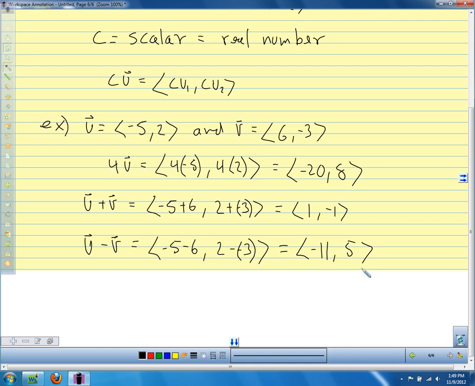The sheet that I gave you tells you the different properties, what happens if we switch the order, the associative property, commutative property, distributive property, all those kinds of things. All right, any questions?